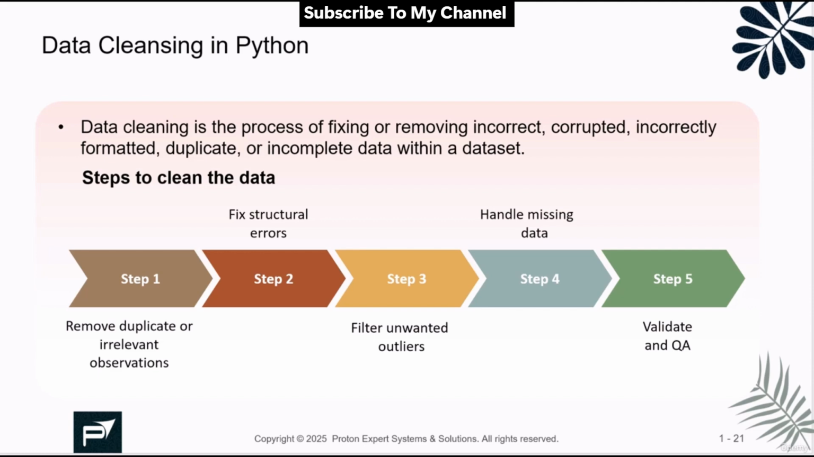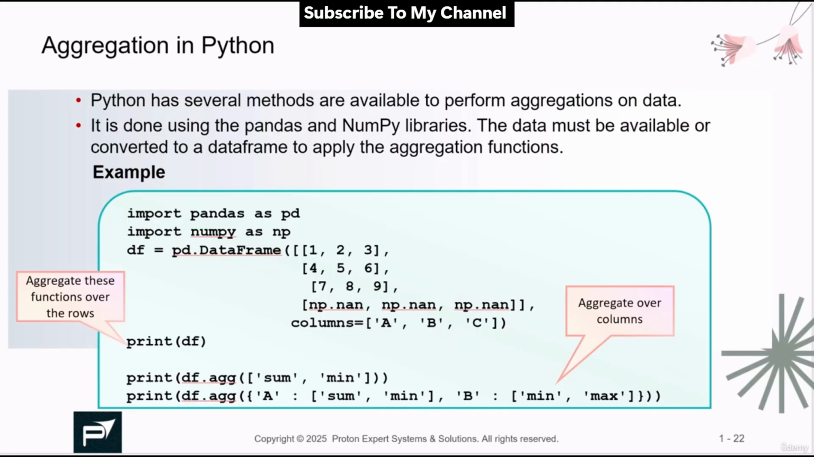Aggregation in Python. Python has several methods that are available to perform aggregation on data. It is done using the pandas and NumPy libraries. The data must be available or converted to a data frame to apply the aggregation function. You can see the example of aggregation in Python.